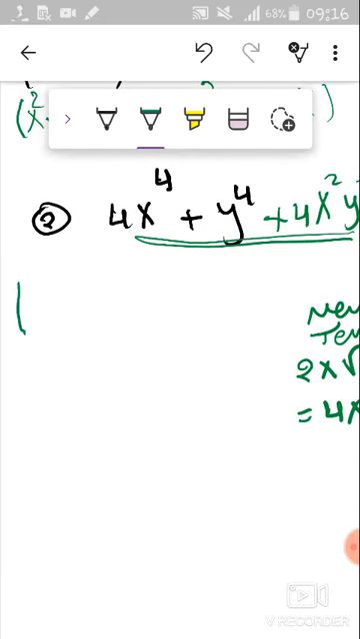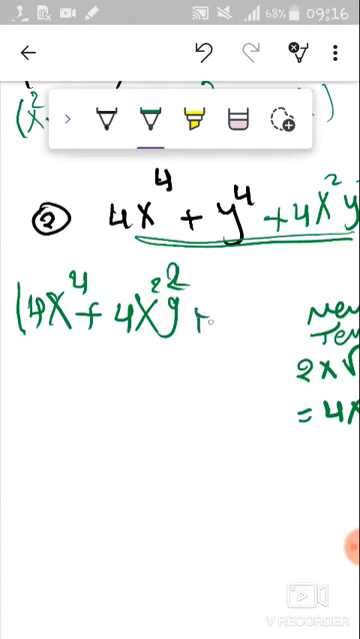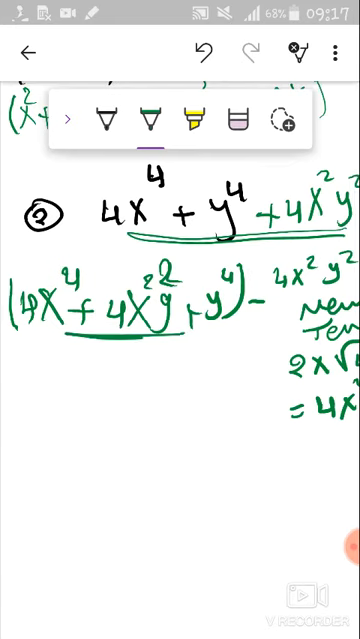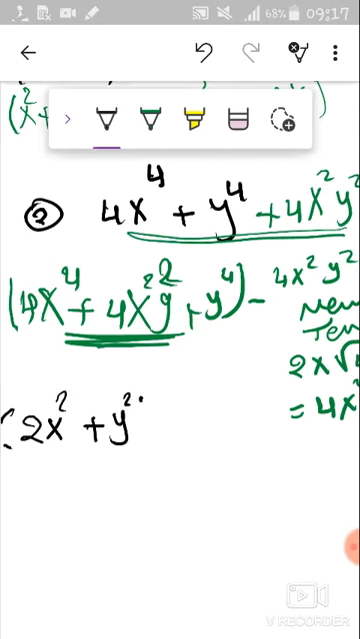We're going to take it as a grouping: 4x to the power 4 plus 4x square y square plus y to the power 4 minus 4x square y square. This form will be a perfect square, so it will be bracket 2x square plus y all to the power 2 minus 4x square y square.